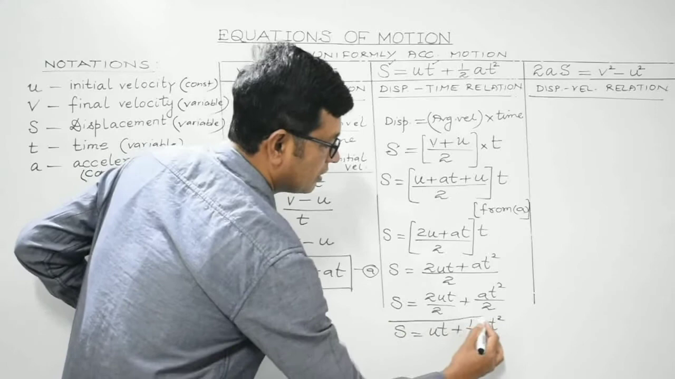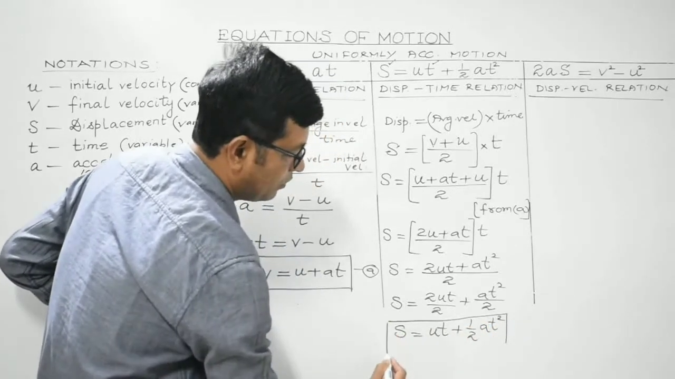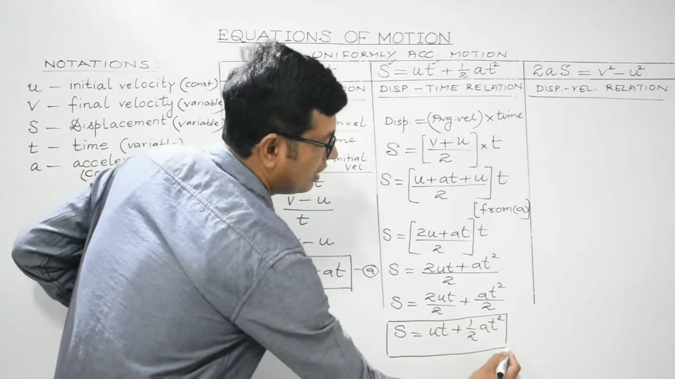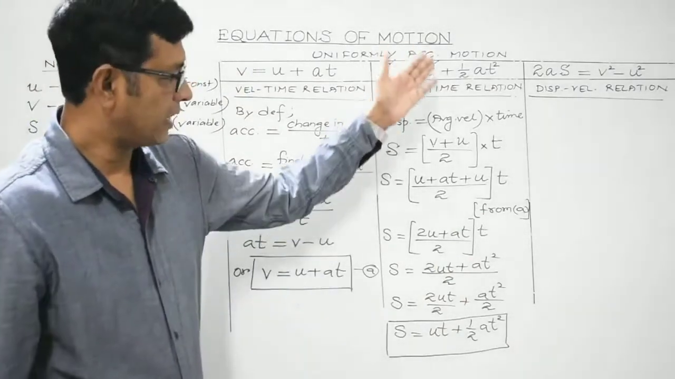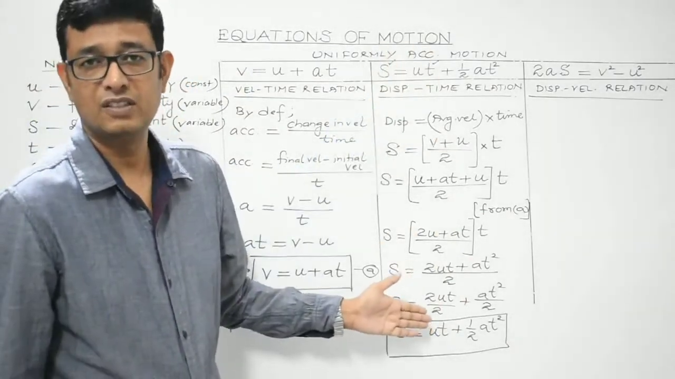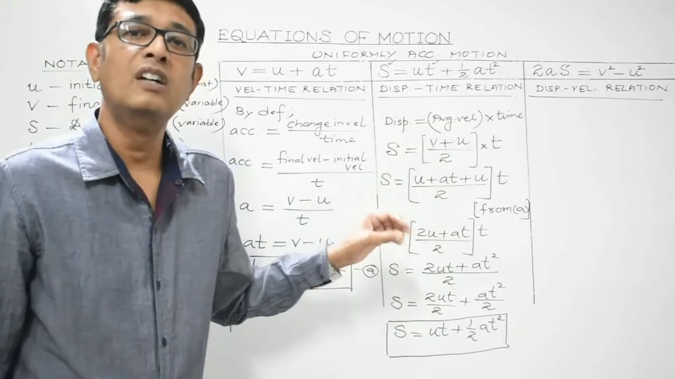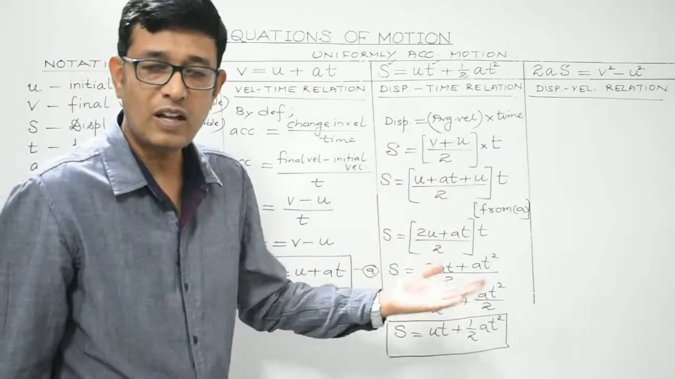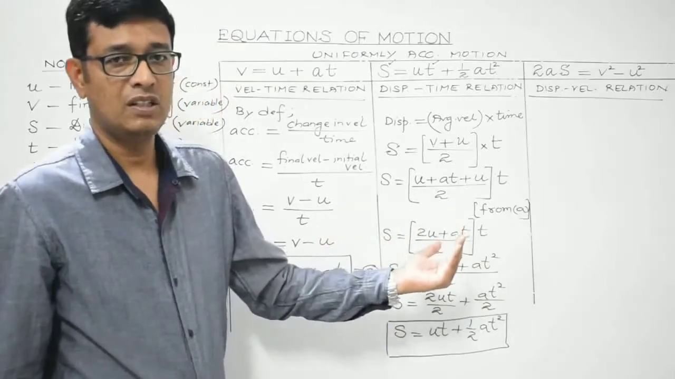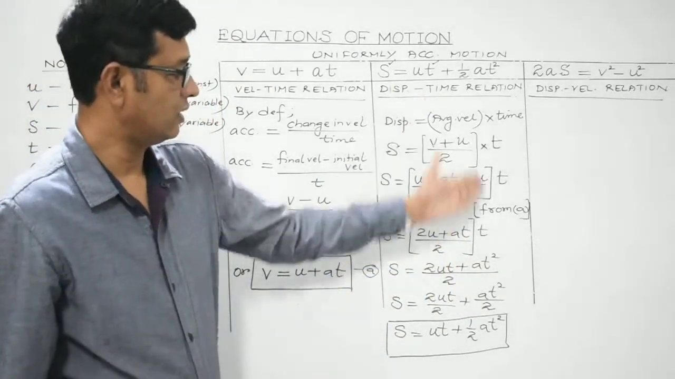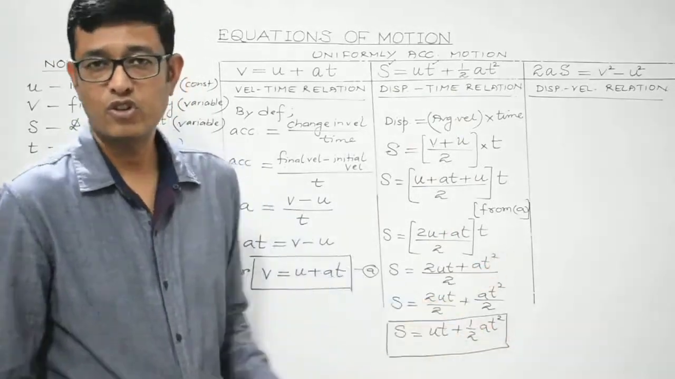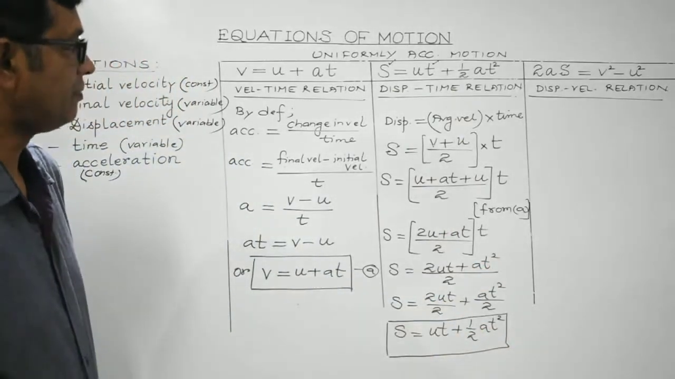So students, this is the displacement-time relationship, which is actually the second equation of motion. I hope it's pretty clear. Very simple, isn't it? Just make use of the concept of displacement as the product of average velocity and time, and make use of the result obtained in the first case, right? So that's it. This is the second equation of motion.